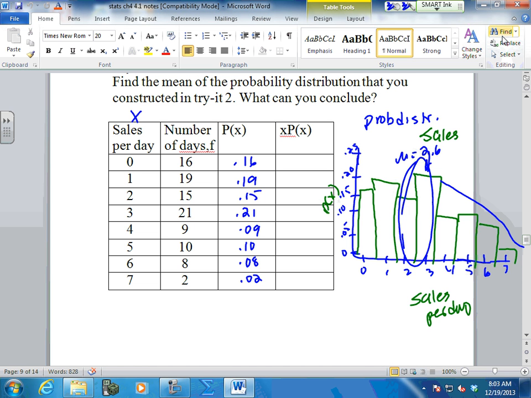Remember when we did the skewing? It's skewed right a little bit. Most of your data is sitting right here. Probably not the best for a salesperson. You probably want your data to sit on this side, where you do more sales per day. But he's got a little bit less sales per day, and he's averaging 2.6, somewhere right in here. That's where his average is.